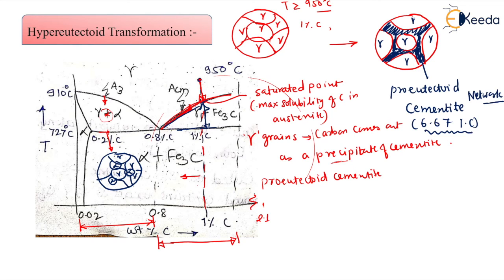This is the A1 line. So now, dear students, further we cool down the steel below this A1 line. What is going to happen?